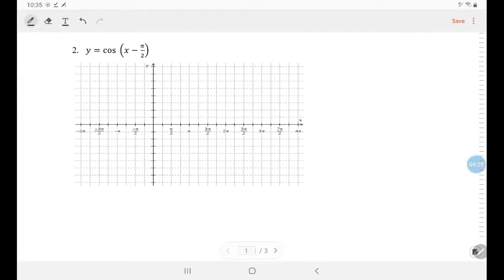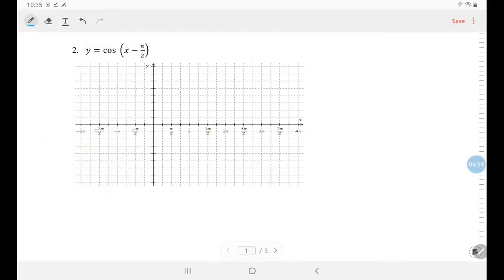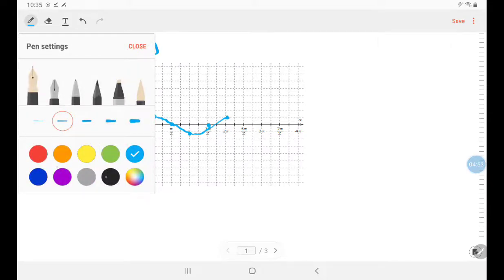Okay, let's try this guy. Let's go with blue here. Again, cosine starts at 1, 0, negative 1, 0, and back to 1. That's one cycle, one period of my parent function for the cosine. And then I look here, and what do I see?